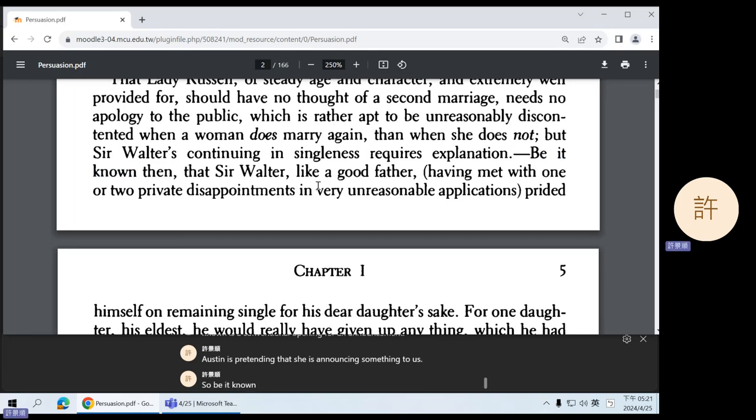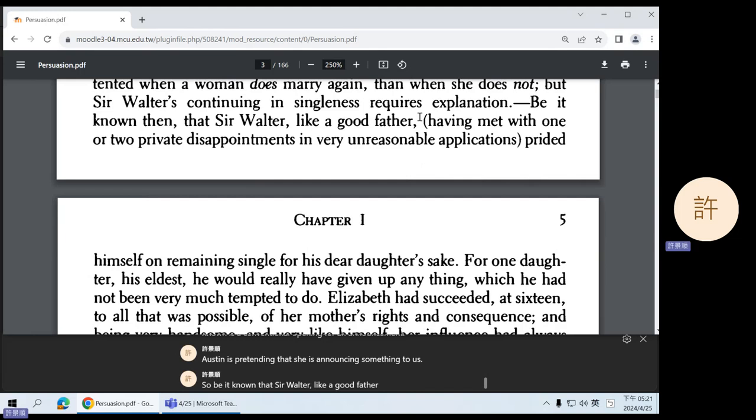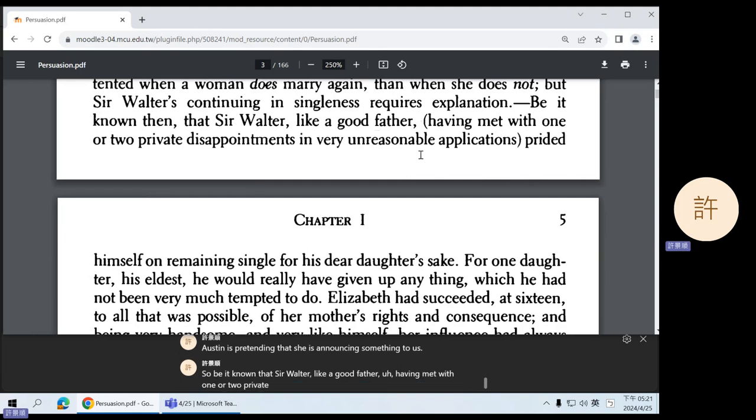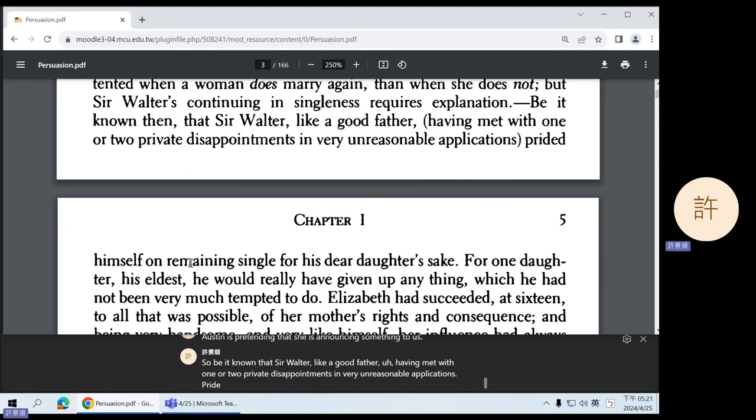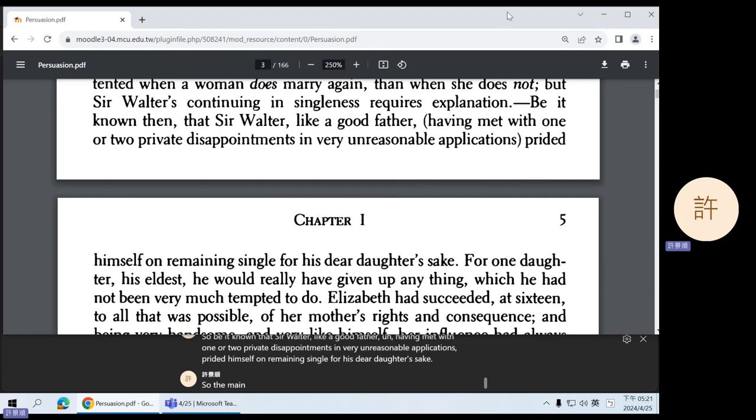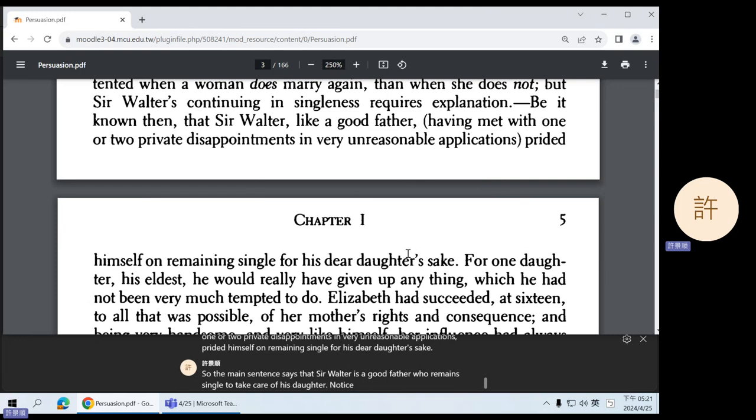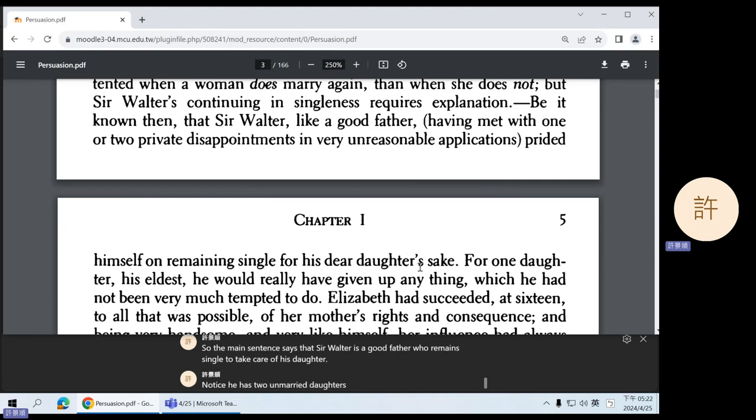So be it known that Sir Walter, like a good father, having met with one or two private disappointments in very unreasonable applications, prided himself on remaining single for his dear daughter's sake. So the main sentence says that Sir Walter is a good father who remains single to take care of his daughter. Notice, he has two unmarried daughters, but this is singular. It says one daughter. And this kind of gives us a hint about his feelings toward his children. He likes one, he doesn't like the other. So that's the main sentence.